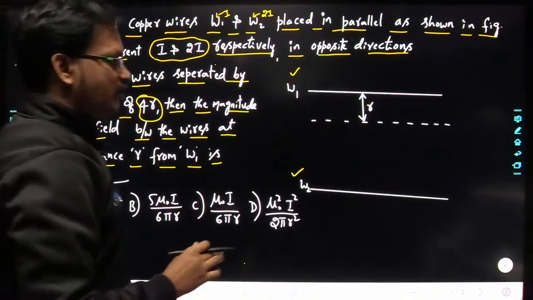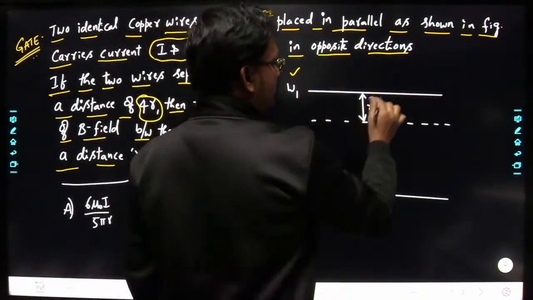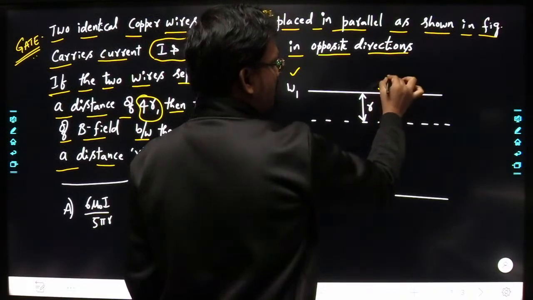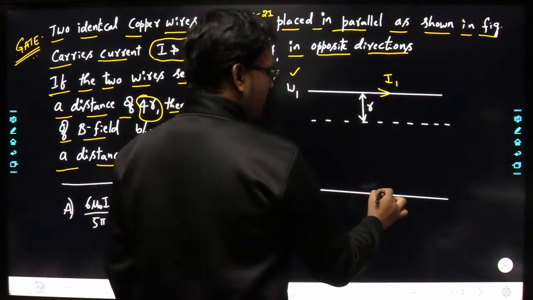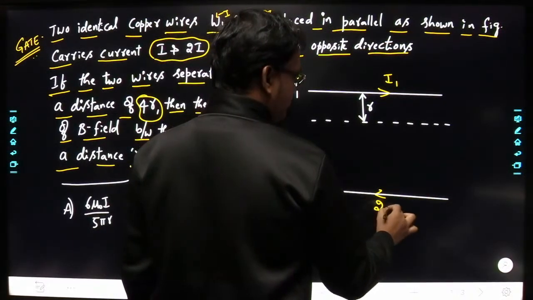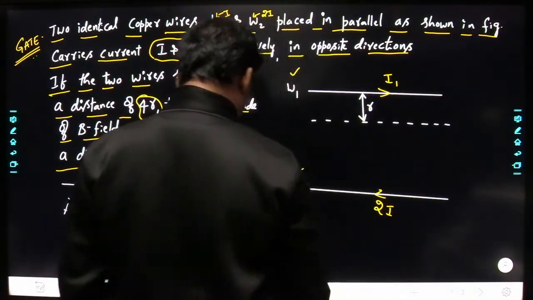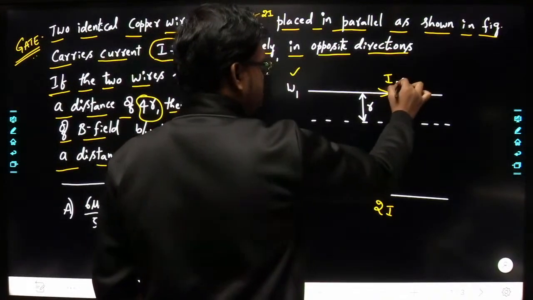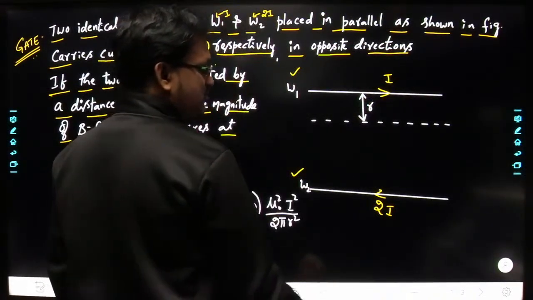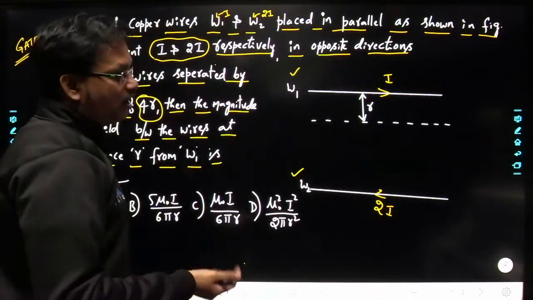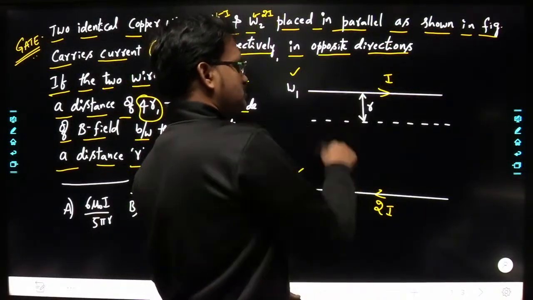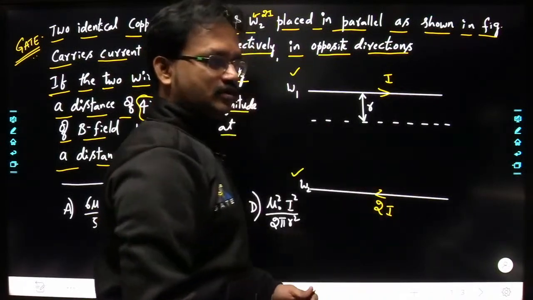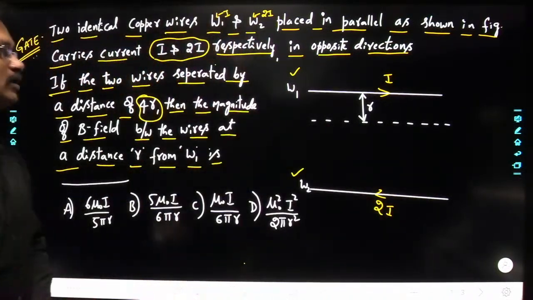If you consider the current for W1 from left to right, then you have to consider the current for W2 from right to left. That's your wish. If you consider I in this direction, then consider 2I in the opposite direction.